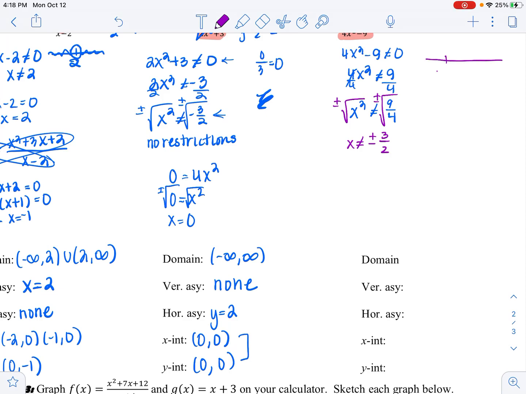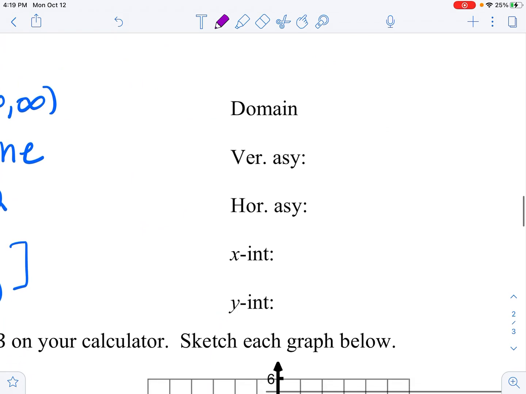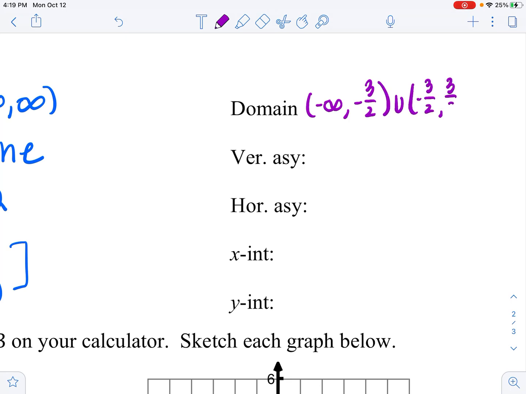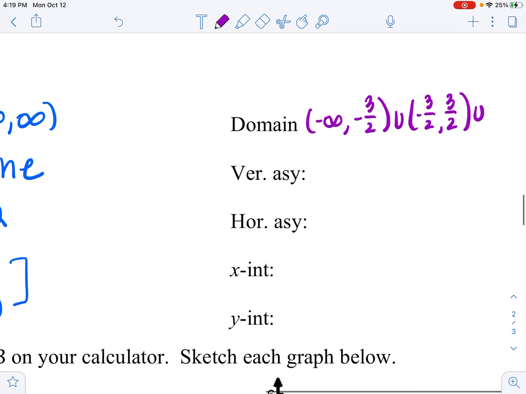Let's think about what that looks like on a number line. Here's negative 3/2. Here's positive 3/2. Can't be that, can't be that. Can be anything less than negative 3/2, anything in between those two, and anything more than positive 3/2. So my domain is negative infinity to negative 3/2 union negative 3/2 to positive 3/2 union 3/2 to infinity.